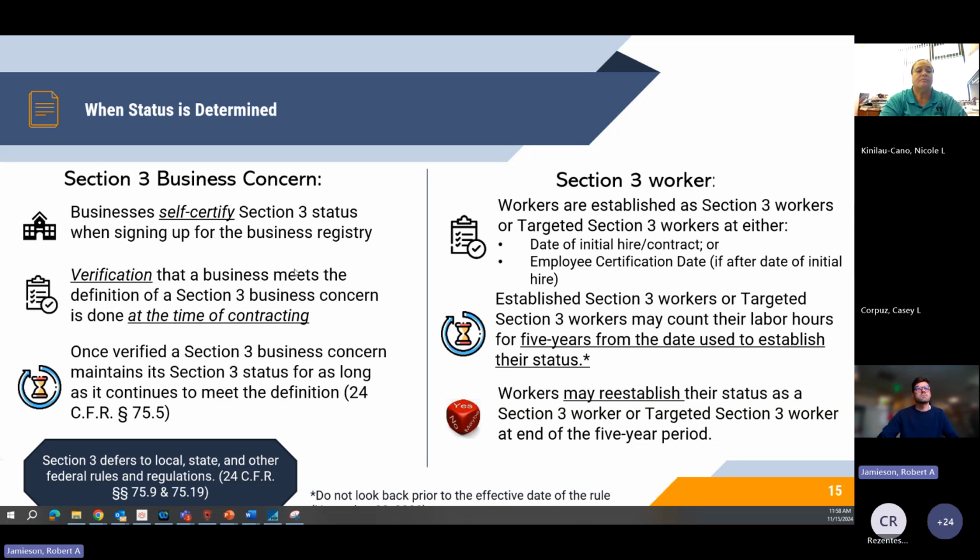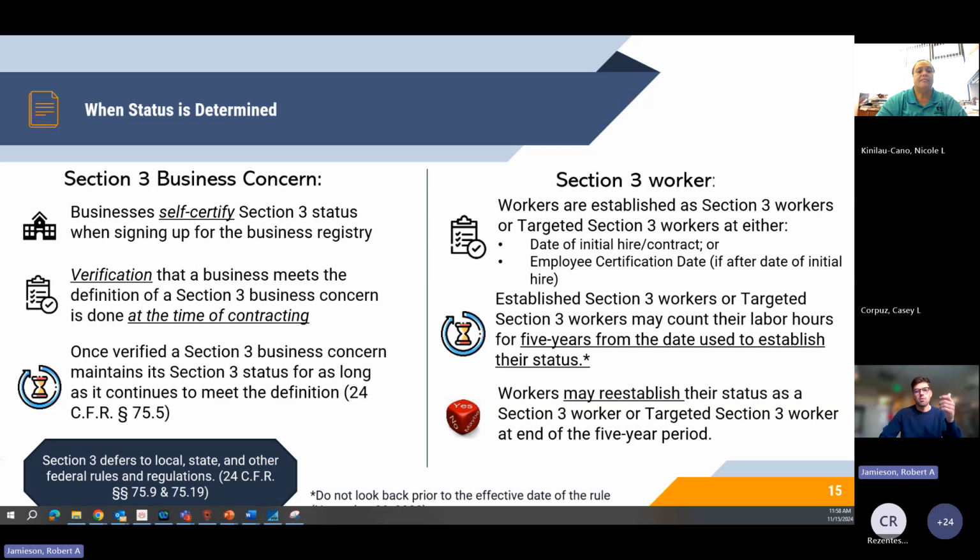Yep. So this portion on the slide here: established Section 3 workers or targeted Section 3 workers may count their labor hours for 5 years from the date used to establish their status. So that's again for the record keeping, having those forms that we talked about, having those forms dated.